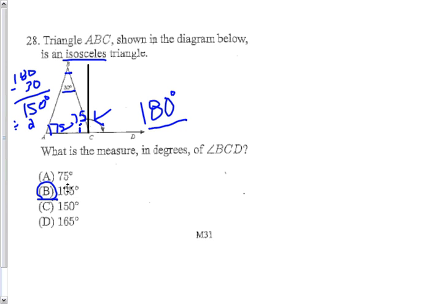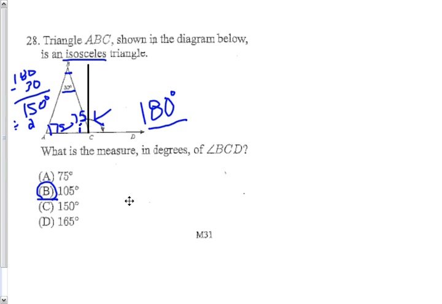So you could then look at your answer choices. You see it's not 75 because the angle is bigger than 90. 150 would be way over here. 165 would almost be a straight line. So 105 would be the closest one to 90 degrees without being less.